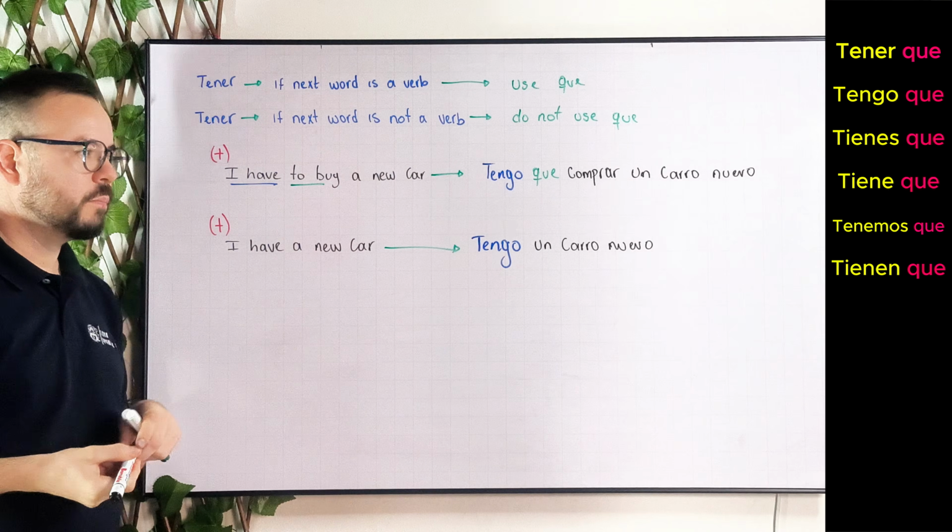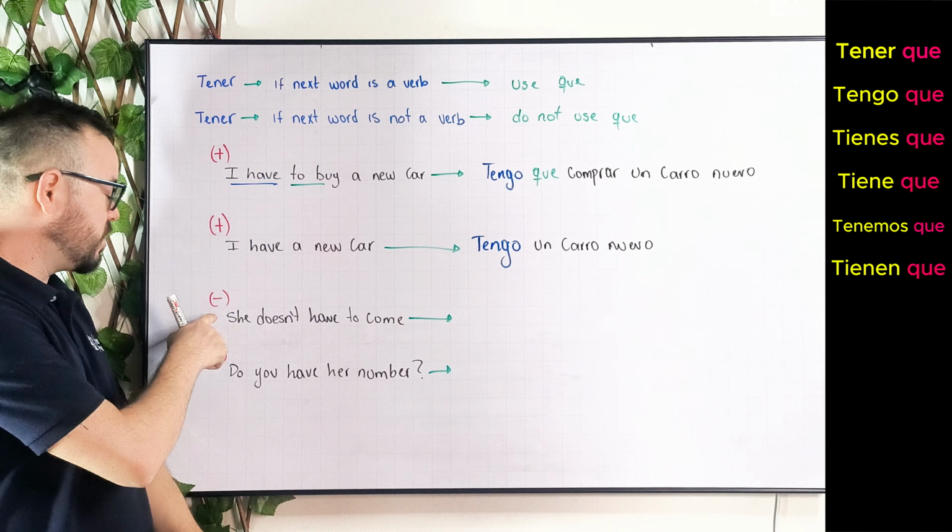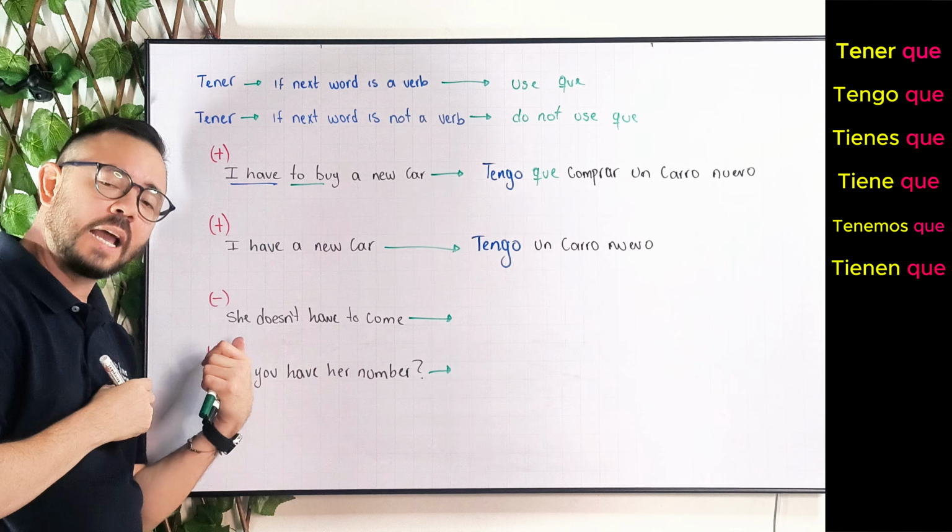So let's say that's it, okay? So now let's go with these two examples. Let's start with this. She doesn't have to come. This is negative form, right?